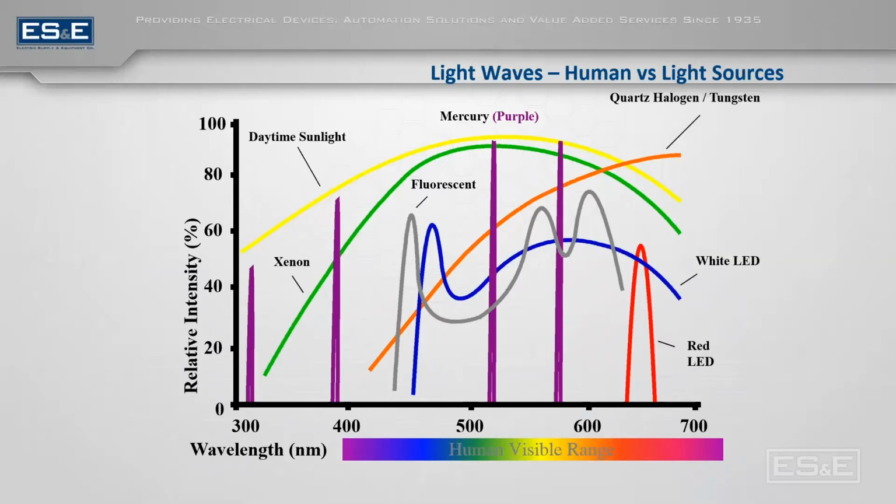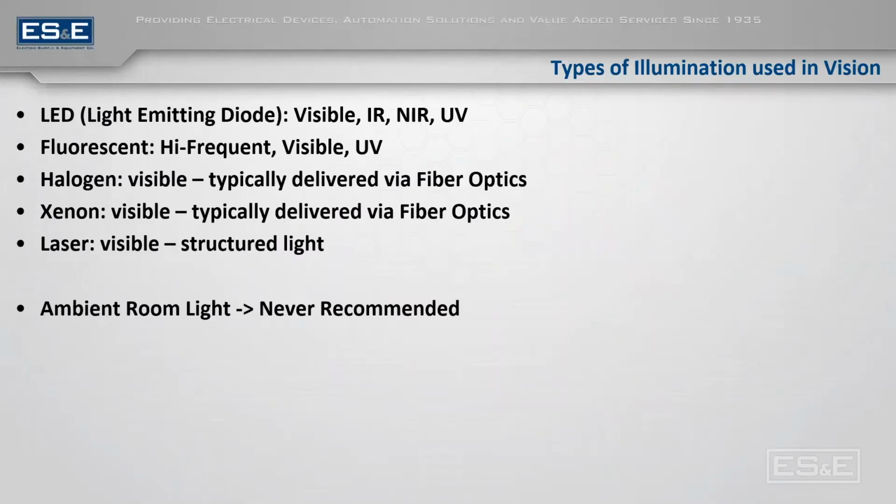Your human versus your light sources. You can tell at the bottom your human visible range, and on the left is your relative intensity. And this is just everything that humans see. So we use different types of illumination when we're doing machine vision. We have LED, fluorescent, halogen, xenon, and laser.